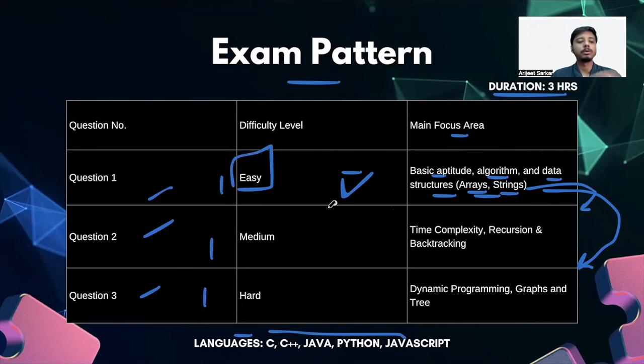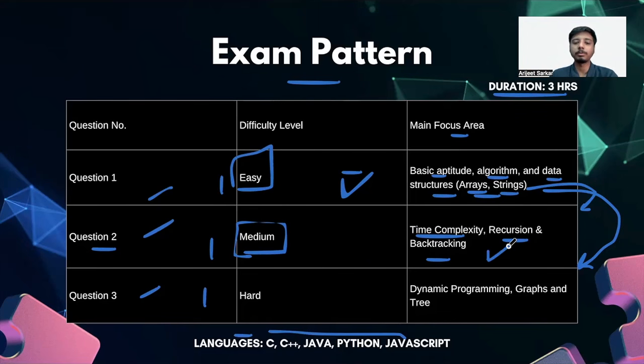Okay, so now let's move to the next question. In the second question, we are going to get a medium level difficulty problem. It will be basically focusing on either time complexity related optimization problems or recursion or backtracking related problems. So for this, my advice will be to go solely for the PYQs and understand the pattern again, and also focus on easy and medium level difficulty LeetCode problems, right?